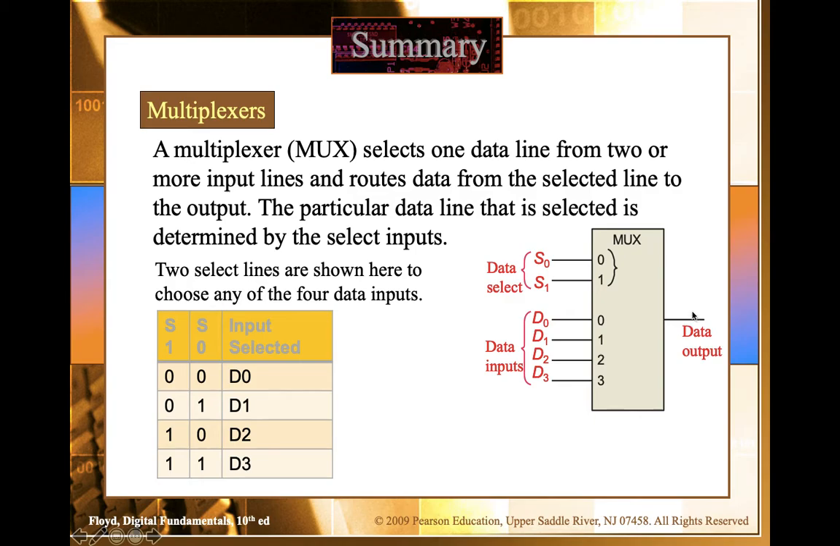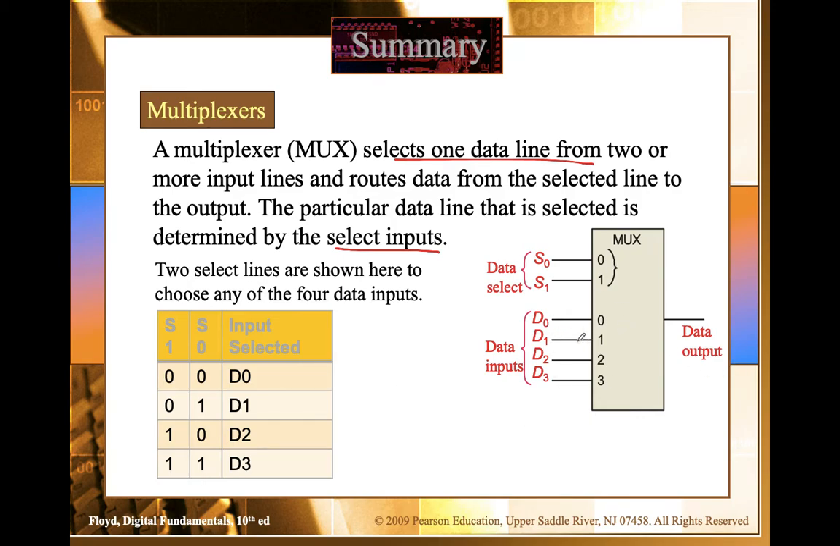Okay, so this is a multiplexer. It selects one data line from two or more input lines and routes the data from the selected lines to the output. Whichever the selected line is, based on the select lines' data, that will be routed. Data is here. These are the select lines which are going to select which data line will be routed. The particular data line that is selected is determined by the select inputs. So the select inputs are selecting which data line can be connected to the output. So that's a very simple concept.